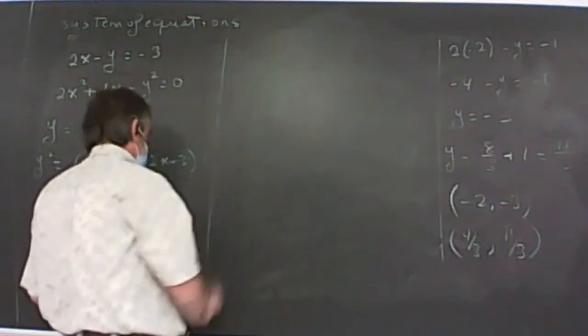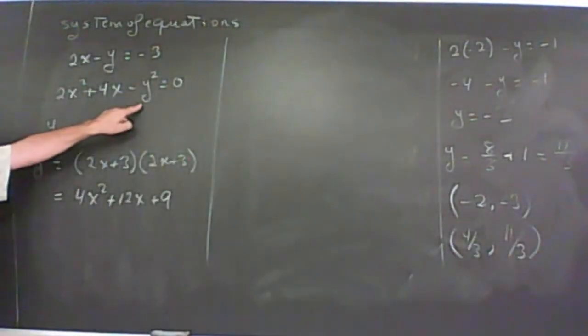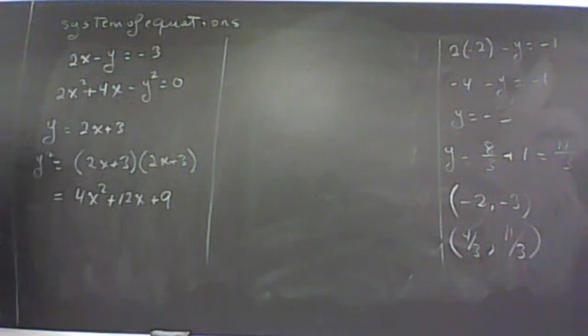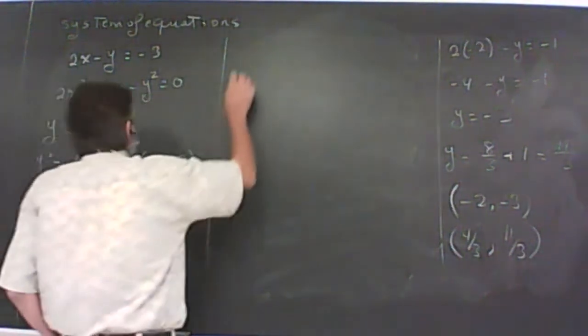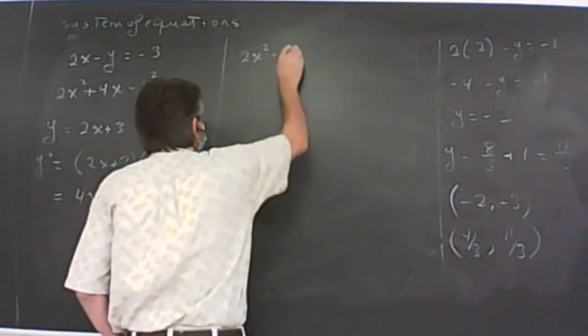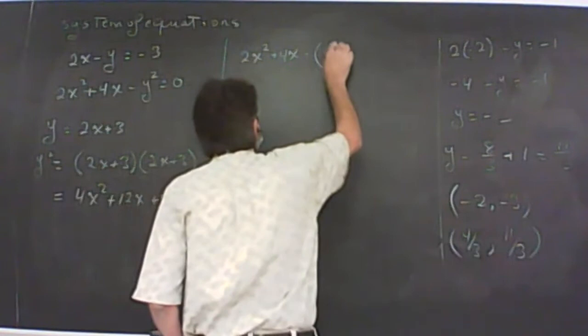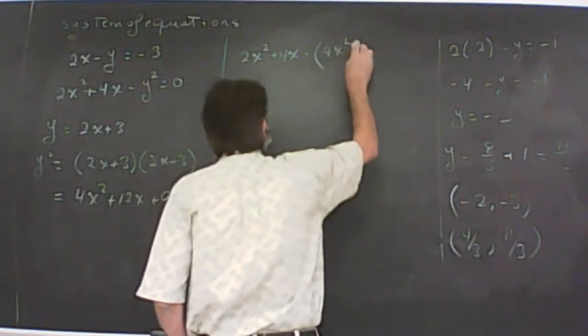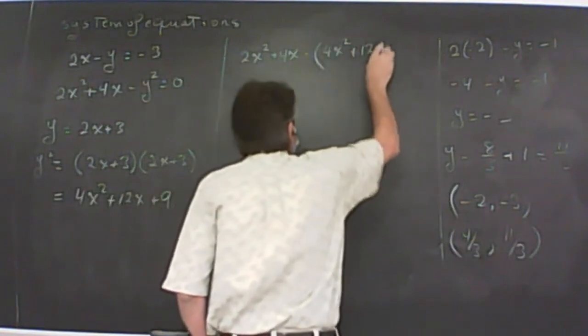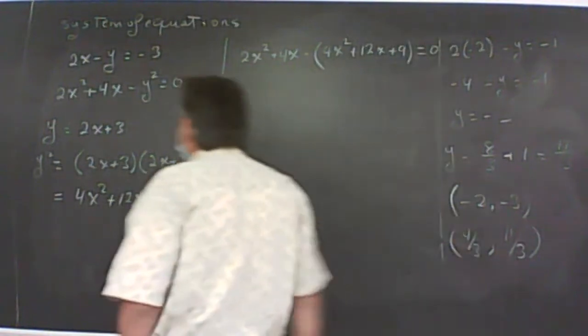So now I'm going to take y squared and we're going to substitute it here. So what do I have? So we have 2x squared plus 4x minus 4x squared plus 12x plus 9. That's equal to 0.